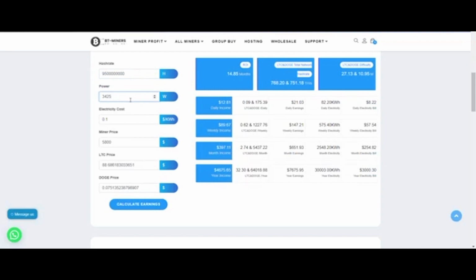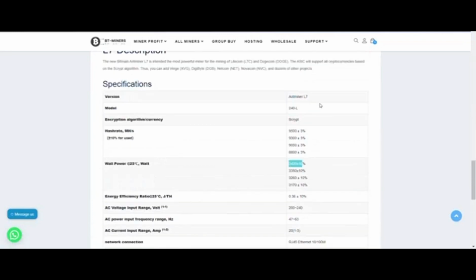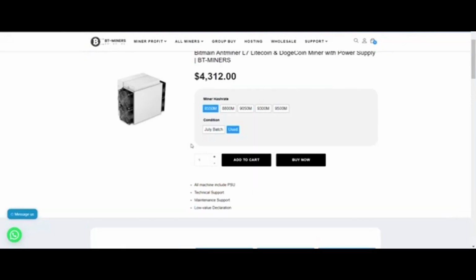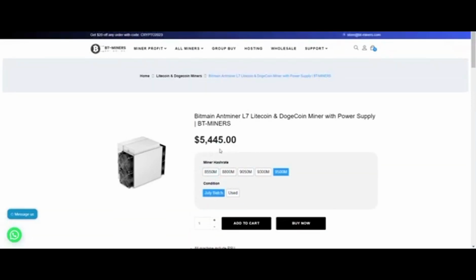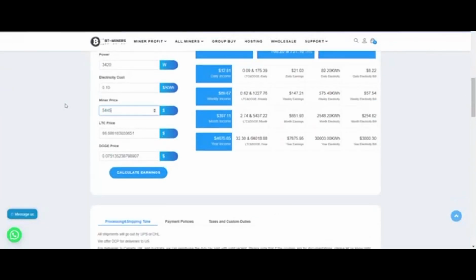Let me fix here real quick. The price of the coin at the bottom is in real time. After you plug in all the information, click calculate earnings, and here we will have our daily, weekly, monthly, and annual earnings. It even shows the return on investment at top, which is the number of months to make your money back at today's mining difficulty and coin price.